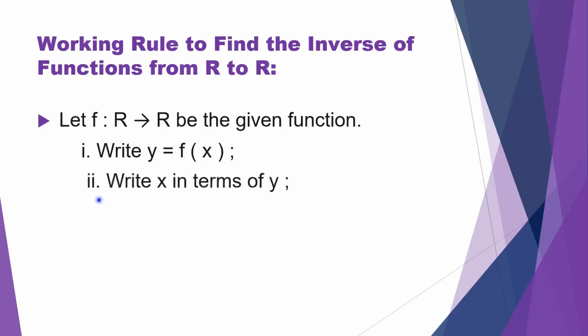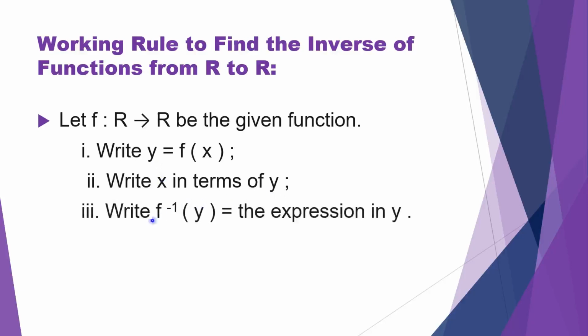The second one is write x in terms of y. So y equal to இருக்கிறத நம்ம x equal to மாத்தணும். So x எல்லாம் ஒரு பக்கம் கொண்டுட்டு வந்துட்டு y எல்லாம் இன்னொரு பக்கம் வச்சுட்டு that is x in terms of y ன்னு மாத்தணும். Next third step is write f inverse of y equal to the expression in y. நம்ம y க்கு மாத்திருப்போம்ல அந்த expression f inverse of y ன்னு எழுதிக்கணும். Fourth one is replace y as x. So அந்த third stepல இருக்கிற அந்த y x ன்னு replace பண்ணிட்டோம் அப்படின்னா we will get the f inverse of x.